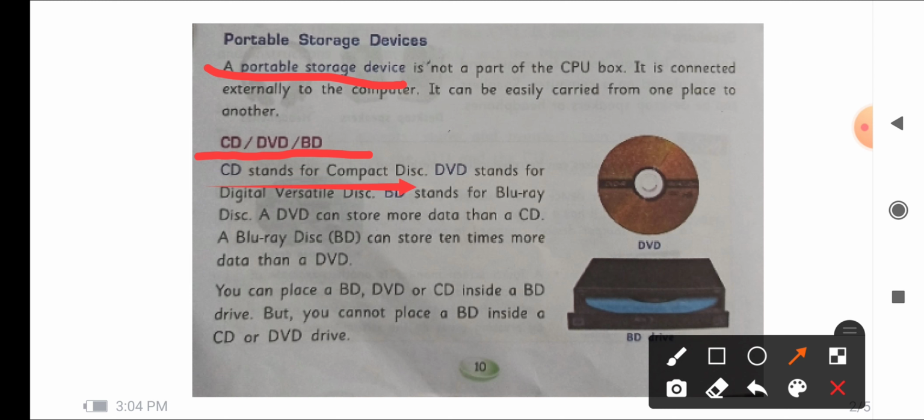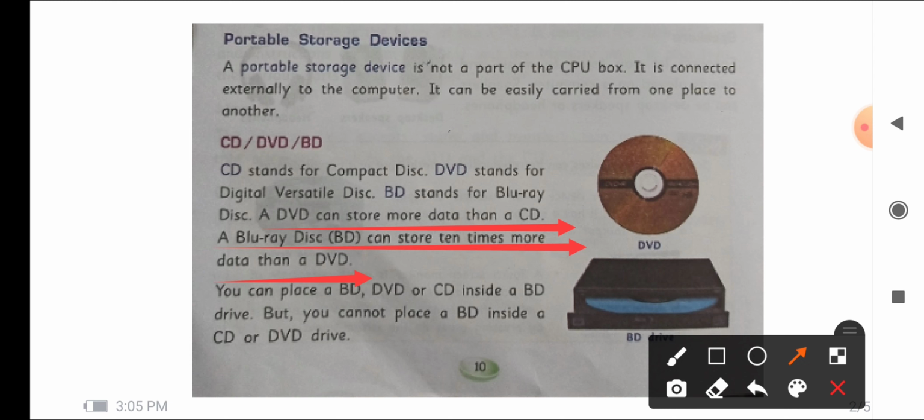CD stands for compact disc. Then DVD. DVD stands for digital versatile disc, and BD stands for Blu-ray disc. Now, a DVD can store more data than a CD. A Blu-ray disc, that is BD, can store 10 times more than a DVD.